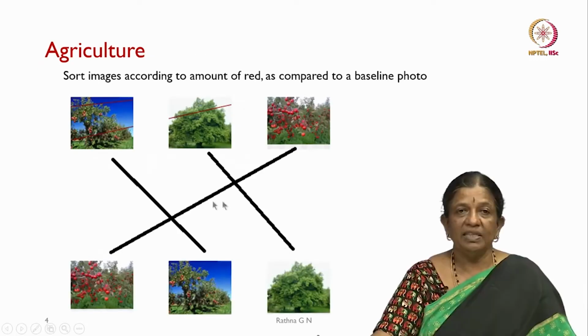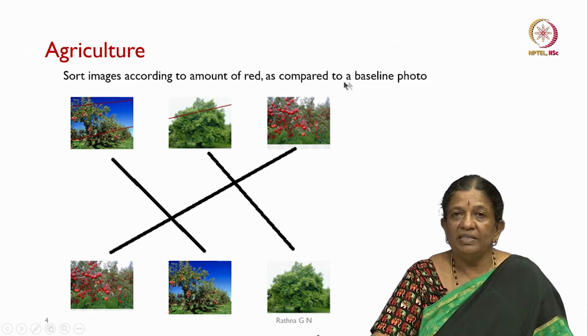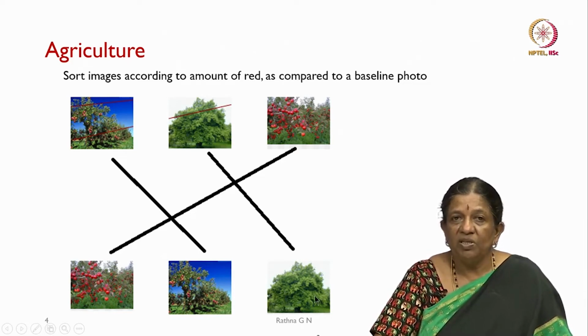So as you can see in agriculture, that is how you are going to sort the image according to the amount of red as compared to a baseline photo. You will be seeing whether you want to segregate them. Based on the red, if its intensity is more you want to have it first, and later the next one, and then the one which has the minimum. This will show which ripe fruits you want to go and pluck, so you can concentrate on this area to pluck them.